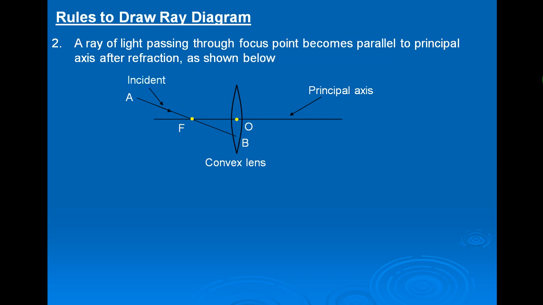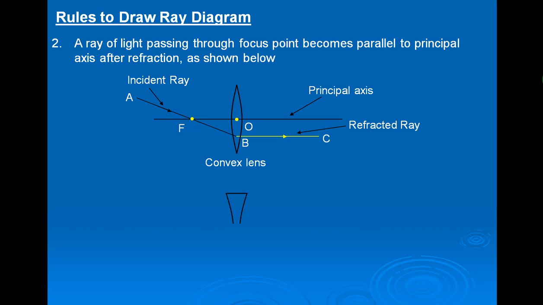So AB is an incident ray of light which is passing through the focus point, and it becomes parallel to the principal axis after refraction and moves along BC. So BC is the refracted ray of light which is parallel to the principal axis.